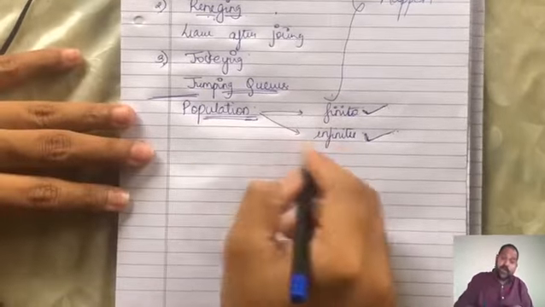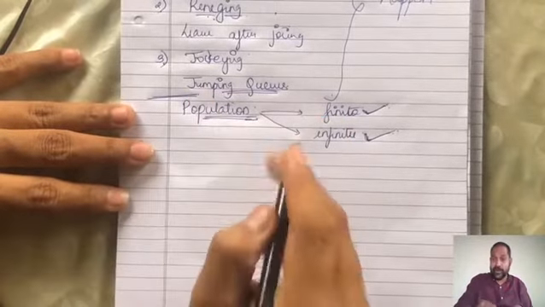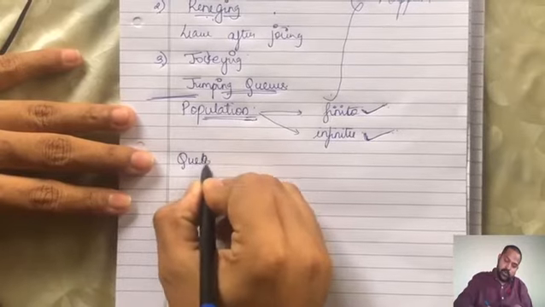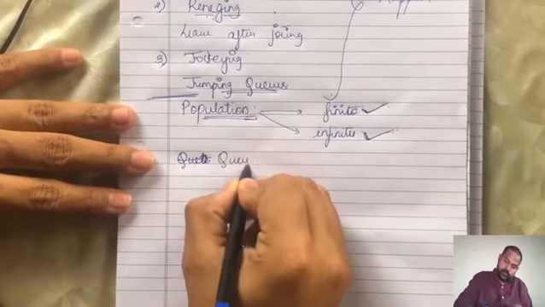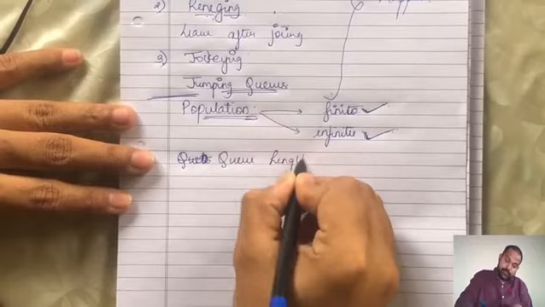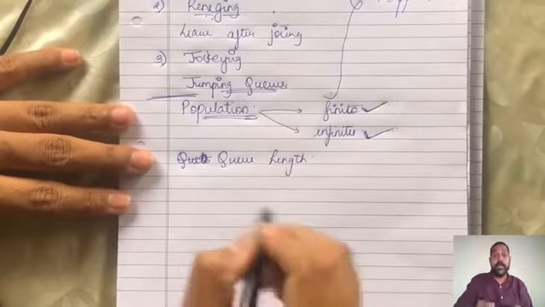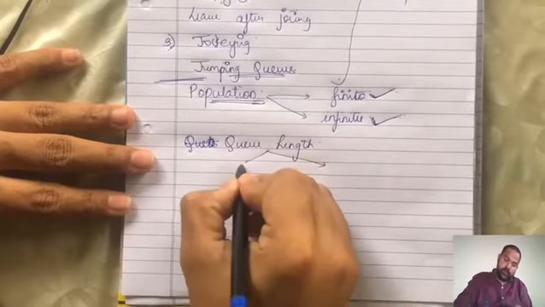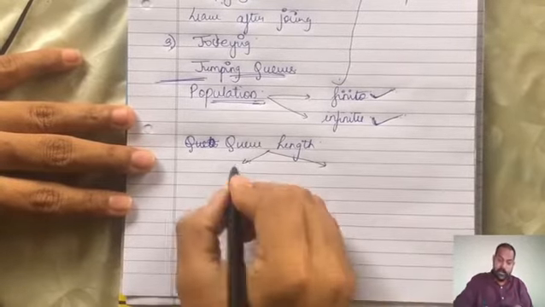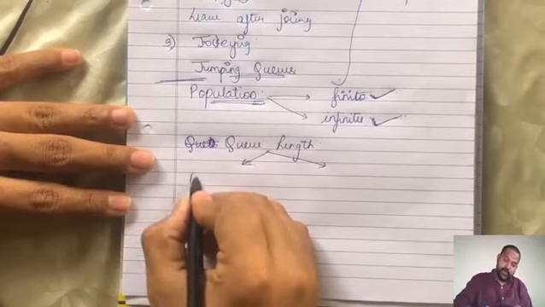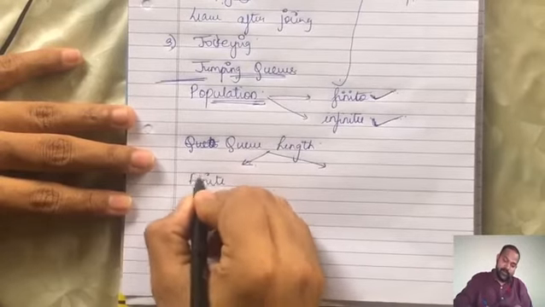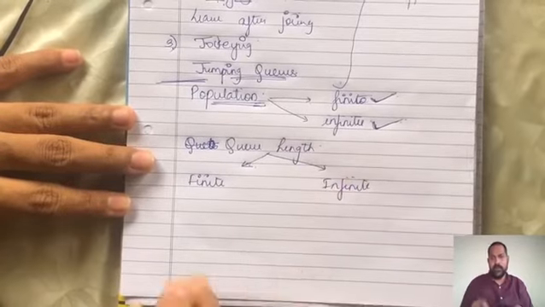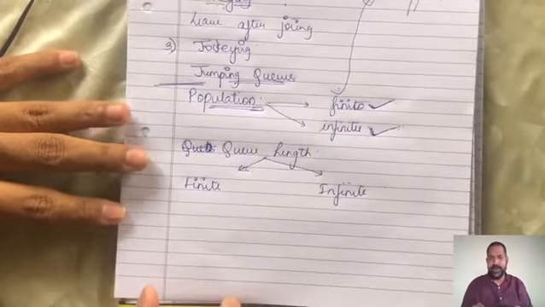Similarly, when a population can be finite or infinite, there is something called queue length. The queue length of a queue can also be of two types. Queue length can also be finite and infinite. Now, can queue length be finite and infinite?